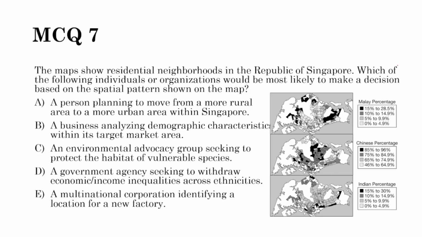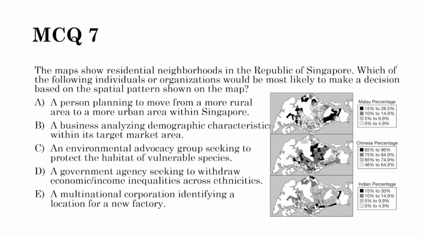So who would use this type of data? A person planning to move from a more rural area to a more urban area within Singapore. Now, this is on the AP exam. There's a good reason of why you would rule out this answer choice. For one, you would probably learn that Singapore is 100% urbanized. There are no rural areas. It's 100% urbanized. So that would automatically rule out this answer choice. However, if you're still in Unit 1, you probably don't know that. So how do you rule this out?